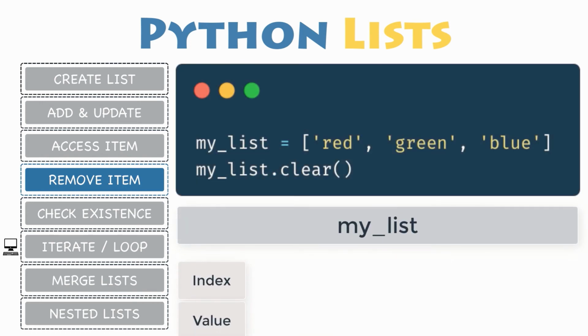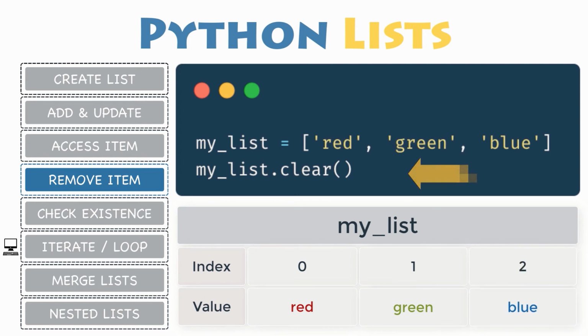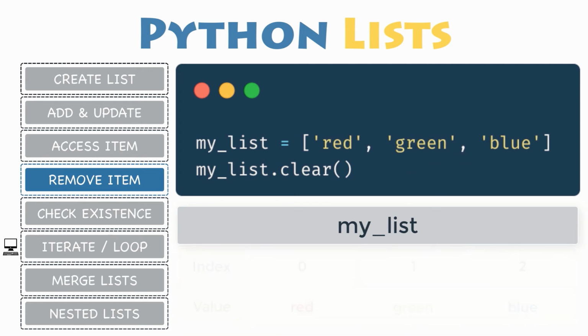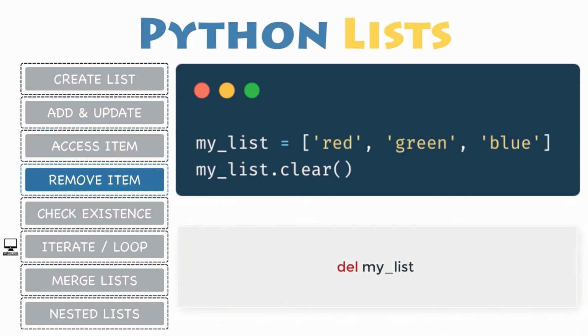Remove all items. Eventually, you can also use the clear method to remove all of the items from my list at once. And the del keyword to delete the list itself entirely.